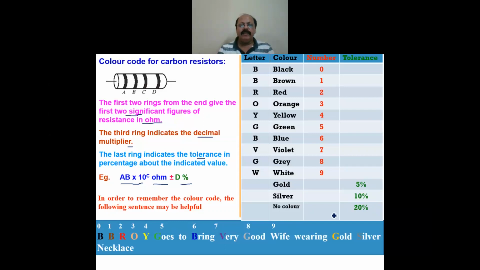Just remember, here there are 3 B's. So you remember the order: the first B represents black, the second B represents brown, and the third B represents blue. So this sentence helps you to remember this table and its order, as well as the values of different colors along with tolerance values.